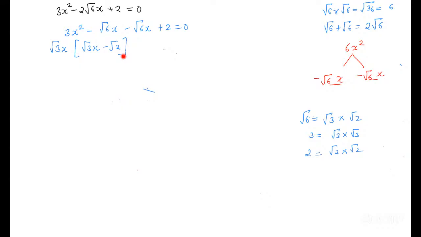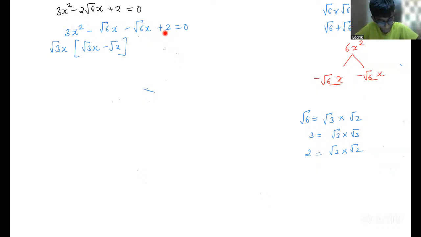Did you understand that? Yes? No. If you didn't get it, just ask me. In the same way, now what is common between them? So I told you root 6 can be written as root 3 into root 2, and 2 can be written as root 2 into root 2.